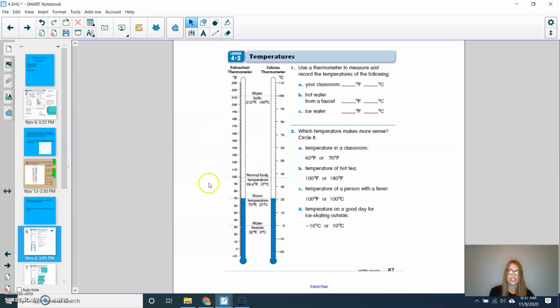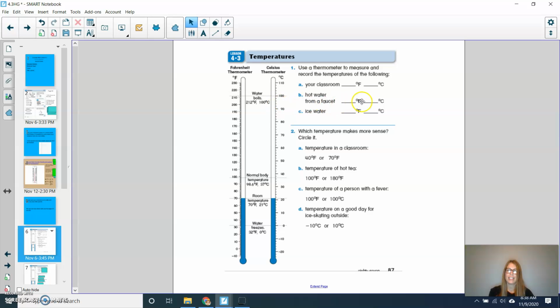And you can use this scale to the side and pay close attention to when they tell you what water freezes at. It says water freezes at 32 degrees Fahrenheit, which is the same as 0 degrees Celsius. They say at room temperature about 70 degrees Fahrenheit or 21 degrees Celsius. A normal body temperature is 98.6 degrees Fahrenheit, which is 37 degrees Celsius. And then they jump way up and say water boils at 212 degrees Fahrenheit, 100 degrees Celsius.